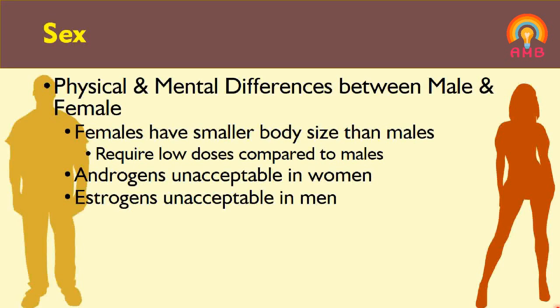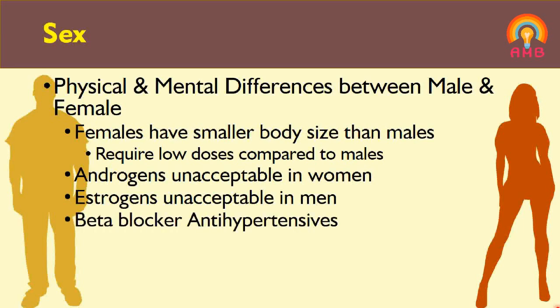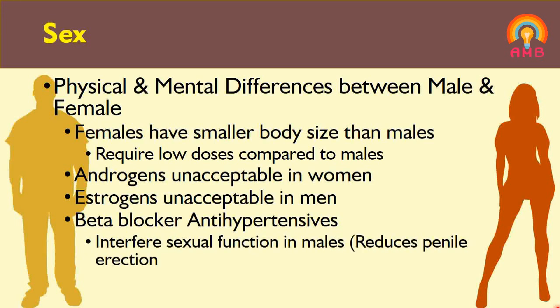The effect of some drugs may differ in females than males because of their mental or physical makeup. There is a difference in the mental or physical makeup of male and female, and because of that some drugs may differ in action in male and female. For example, a number of antihypertensive drugs like beta blockers interfere with sexual functions in males. That is, they reduce penile erection. But this problem is not associated with females because females do not have a penis. So there is no problem of penile erection in females.